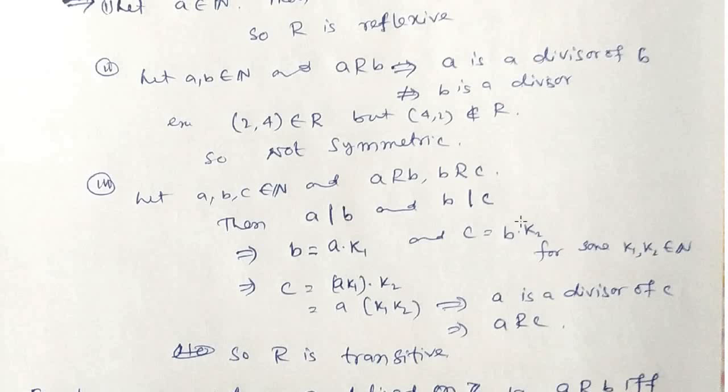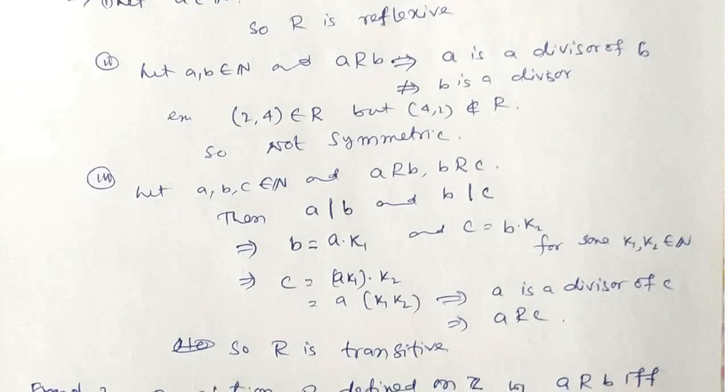So here we put the value of B, which is A K1. So C equals A K1 into K2, which we can write as A into K1 K2. K1 K2 is a natural number, since K1 and K2 belong to N, so their product also belongs to N. So A is a divisor of C, that is, A is related to C. So the relation defined by the above definition is transitive but not symmetric.